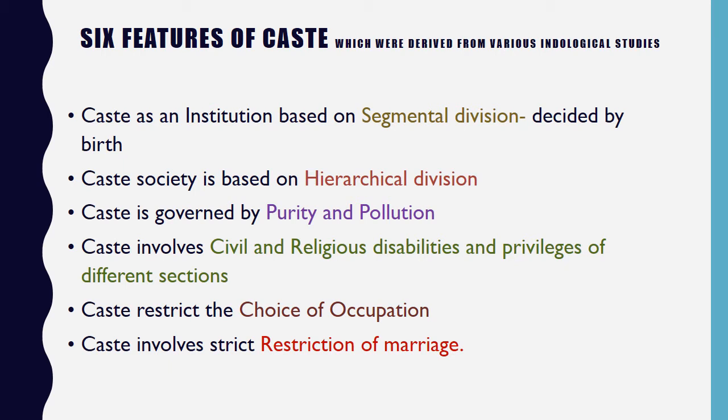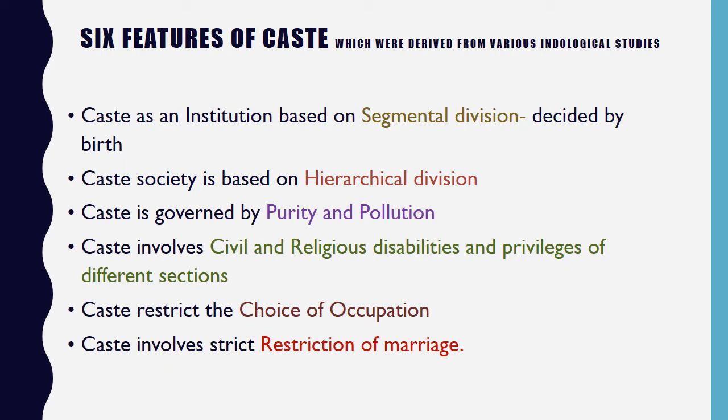Fifth, caste restricts the choice of occupation. Once you are born into a caste, whichever caste it is, you have to continue that occupation. So there is no flexibility in changing your occupation. And the sixth point is that caste involves strict restrictions on marriage, that is, caste endogamy and the rules of exogamy, which we studied in the previous semester.